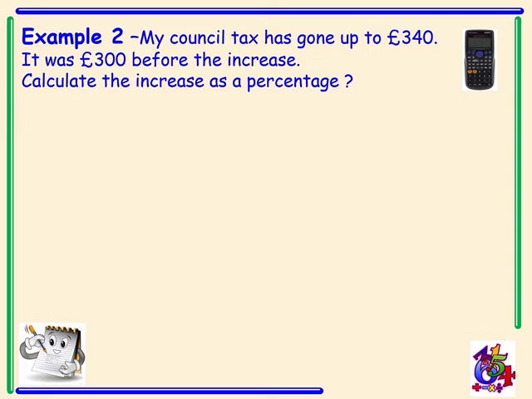Example 2. My council tax has gone up to £340. It was £300 before the increase. Calculate the increase as a percentage. This time I am allowed to use a calculator. So first of all, calculating our increase. 340, subtract 300 is £40 increase.